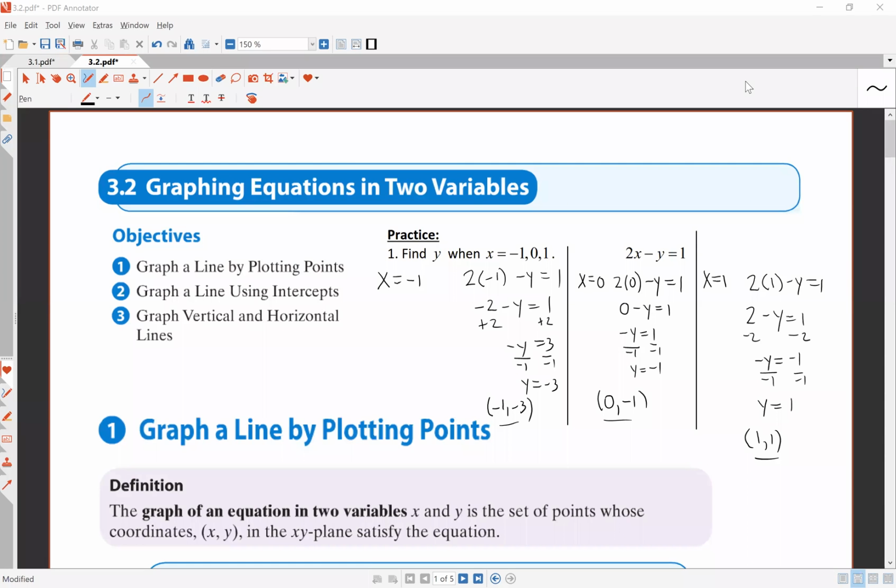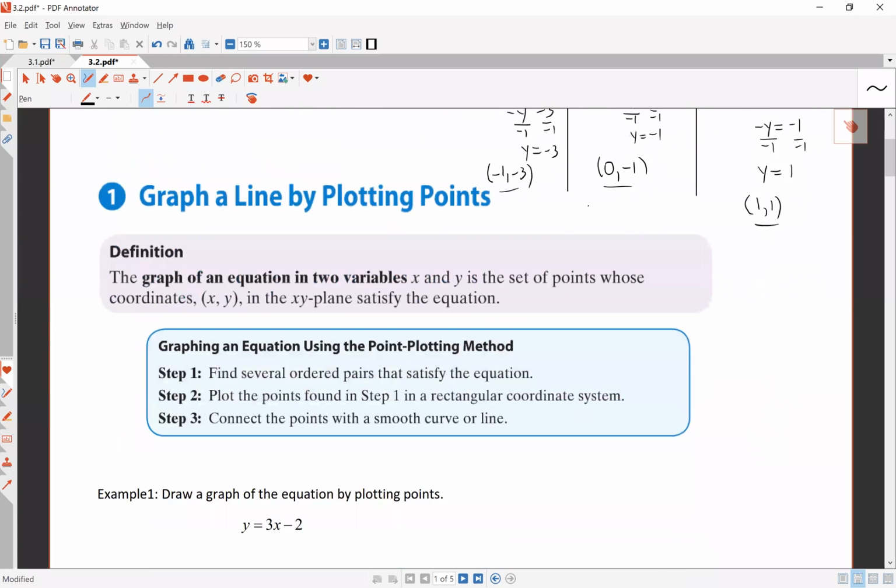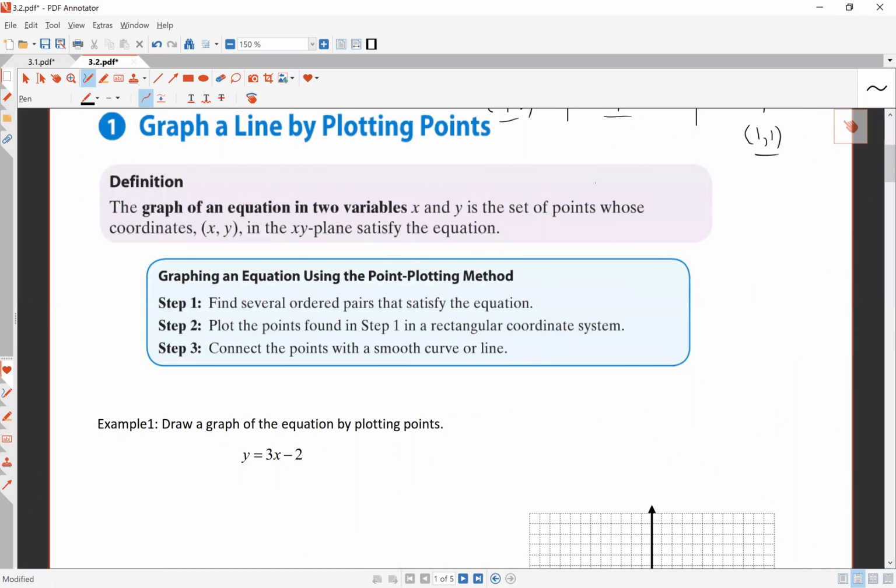This video covers section 3.2, graphing equations in two variables, objective 1. Graph a line by plotting points. The graph of an equation in two variables, x and y, is the set of points whose coordinates x, y in the xy plane satisfy the equation.